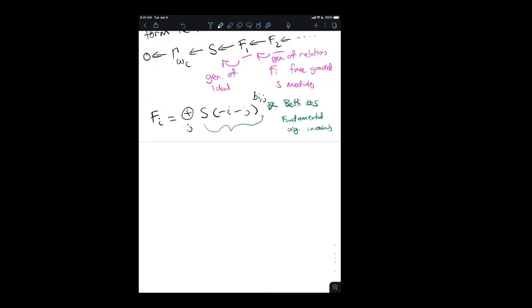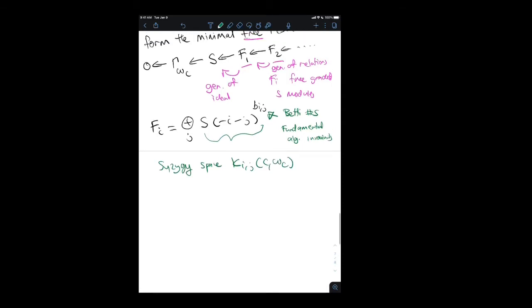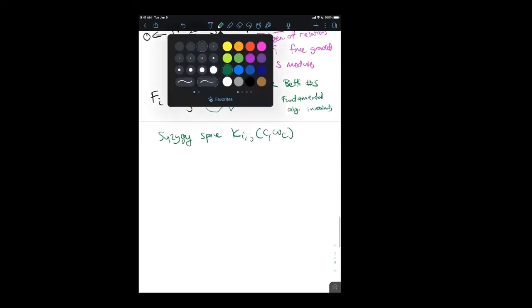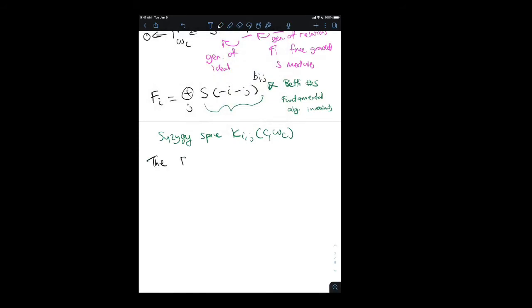And we call this whole space, consisting of copies of S(-i-j), the syzygy space K_{i,j}(C, ω_C). Okay. So you can do all this for any polarized variety, just replacing ω_C with any globally generated line bundle on any variety. But I've just done it for concreteness in this case. And this produces some invariants algebraically out of a polarized variety. Okay, so these Betti numbers are fundamental algebraic invariants.